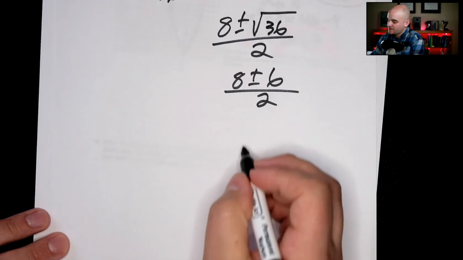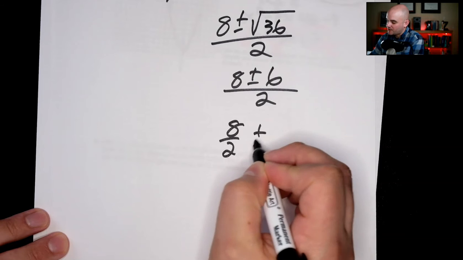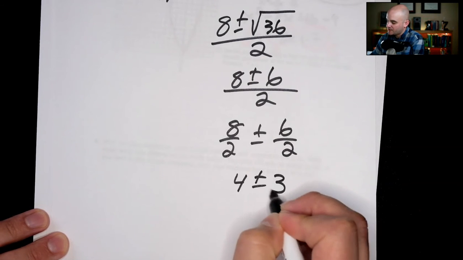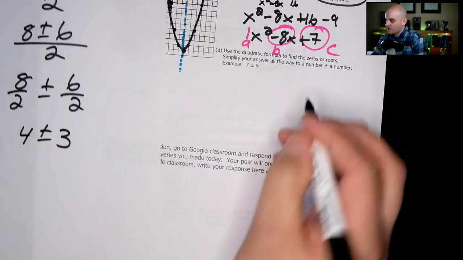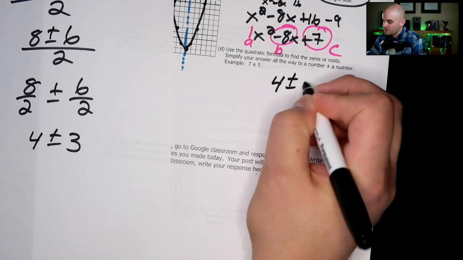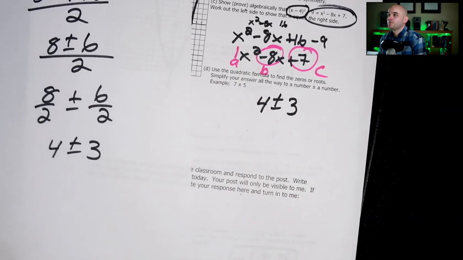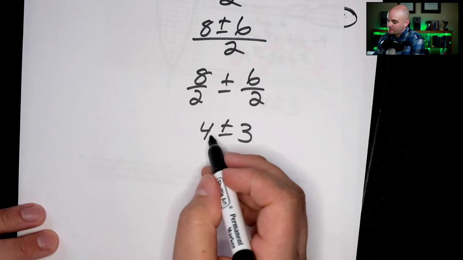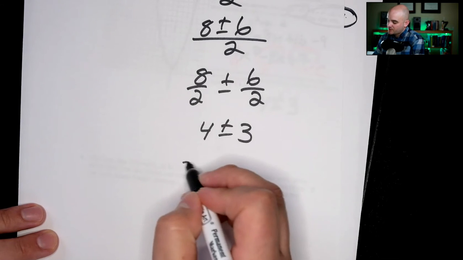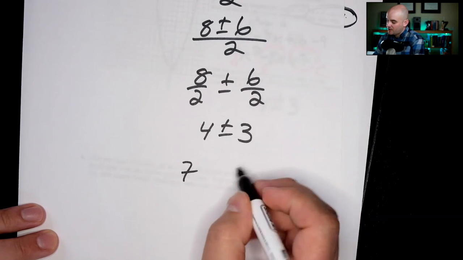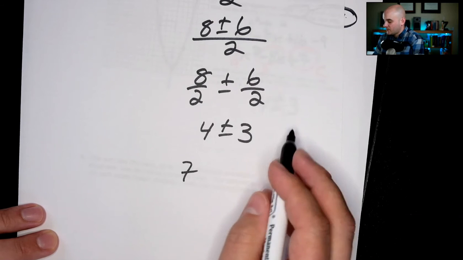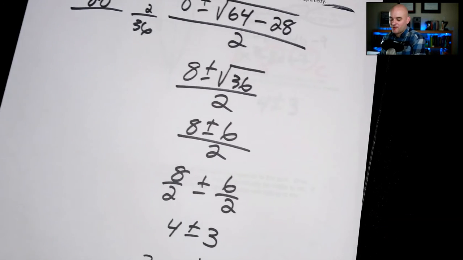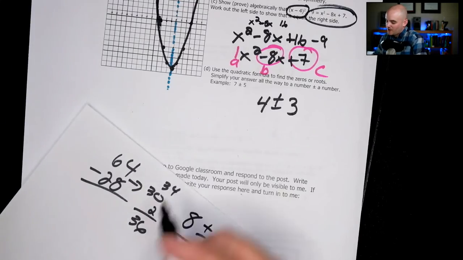And then I'm going to split this up into 8 over 2 plus or minus 6 over 2. So I get 4 plus or minus 3. That's what I want written right here. 4 plus or minus 3. If I wanted to find the zeros of my function here, I could say 4 plus 3 is 7, and 4 minus 3 is 1, right? Sorry. Sometimes I pause because I'm thinking about what I'm going to say next. So I got 7 and 1 here.